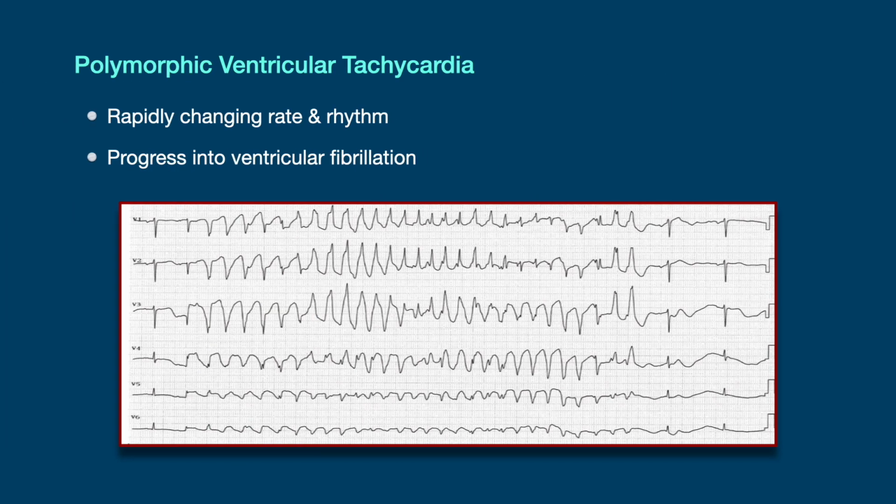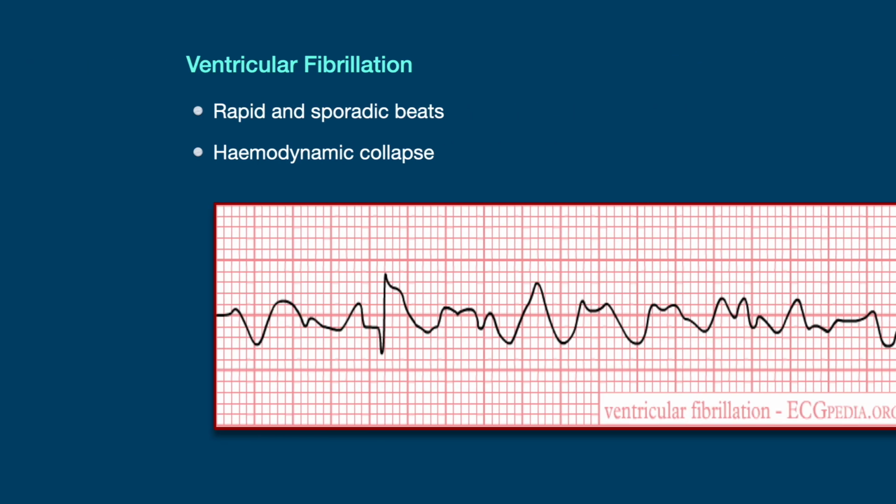As for polymorphic ventricular tachycardia or torsades de pointes, it is a ventricular tachyarrhythmia with a rapidly changing rate and rhythm. The rate can change between 150 to 250 beats per minute, and the amplitude also changes when observed on ECG. This arrhythmia may spontaneously revert to normal or progress into ventricular fibrillation.